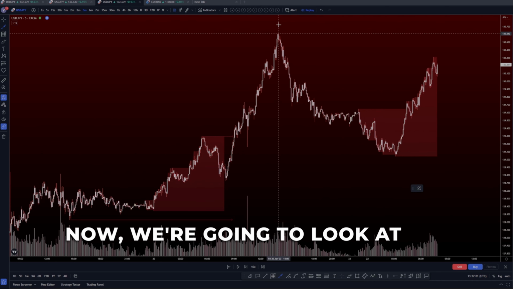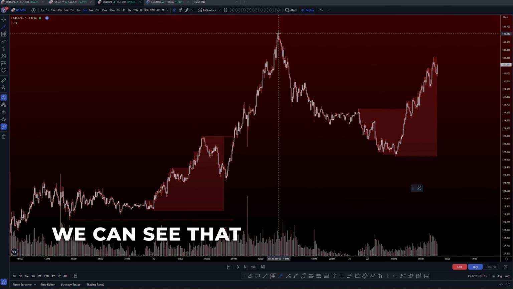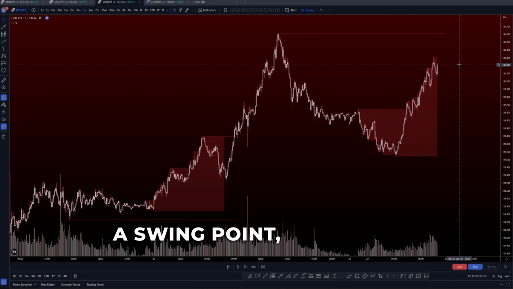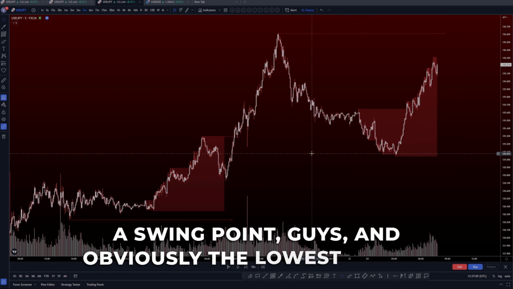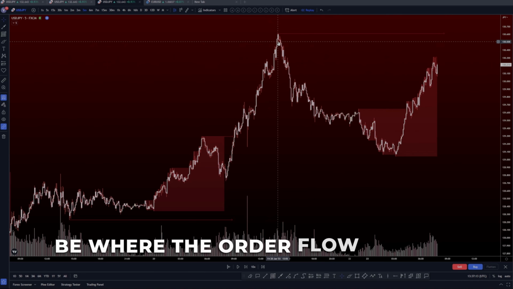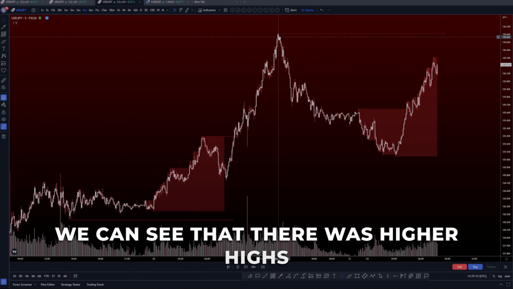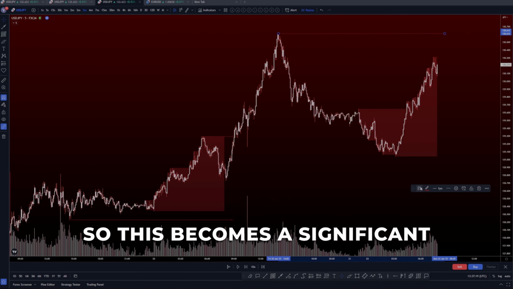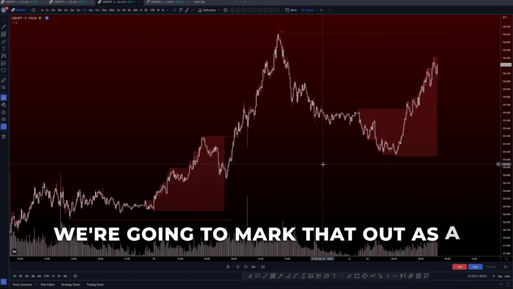Now, we're going to look at the top of the chart. We can see that this is the highest point of structure, and the highest point will always be a swing point, guys, and always obviously the lowest point, and that's just because this will be where the order flow shifted. We can see that there were higher highs being made and then lower lows being made. So this becomes a significant structure point. We're going to mark that out as a swing high.